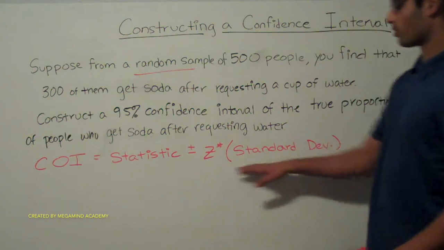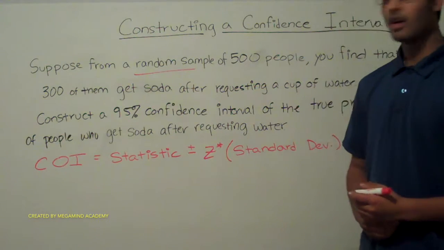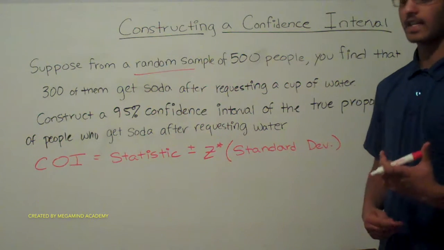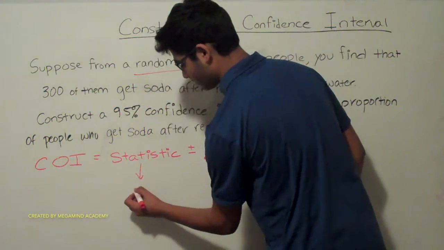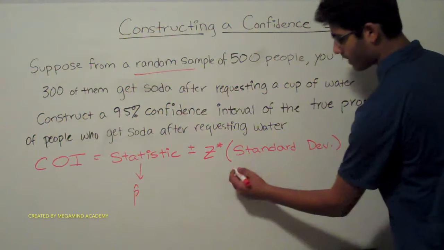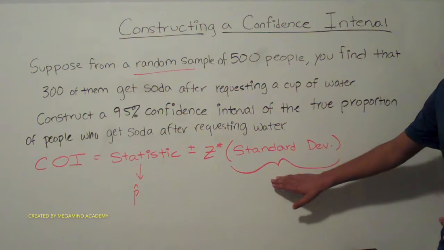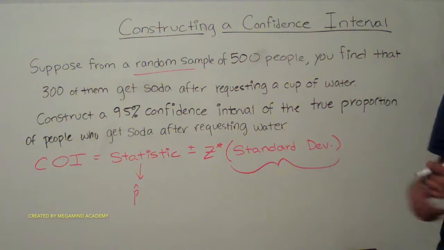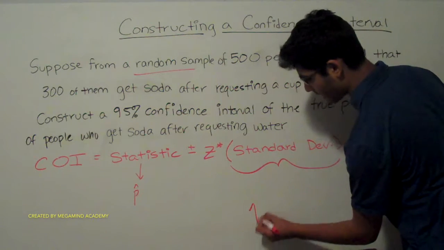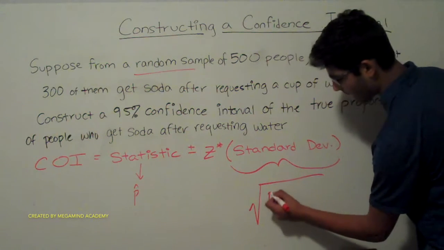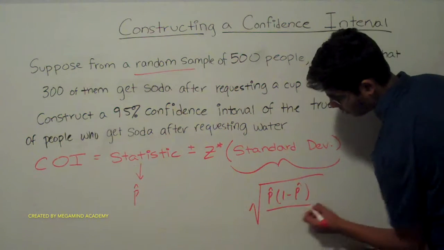Okay, so we have this rule. So what is our statistic going to be? Well, the statistic is the value that we find, so it's going to be p hat. How are we going to find our standard deviation? Well, this would be the standard deviation of our sampling distribution. We know that for proportions, the formula for this standard deviation would be the square root of p hat times 1 minus p hat, all over n.